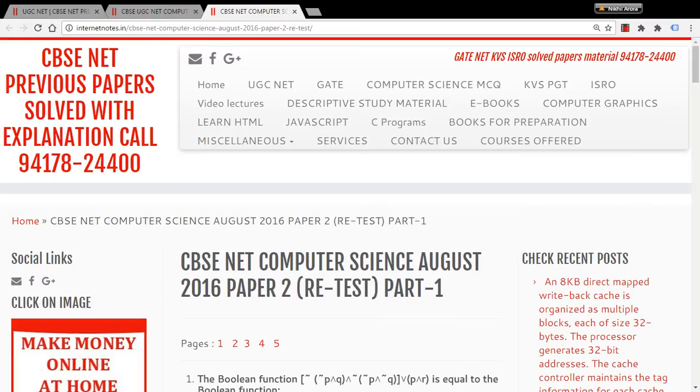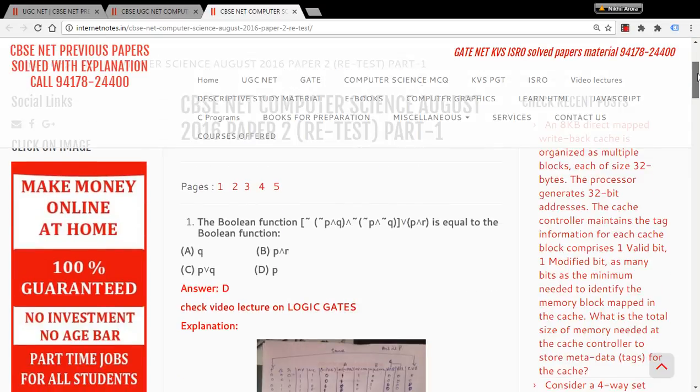Hello everyone. Now I am solving CBSE NET Computer Science August 2016 Paper 2, which was held in Jammu and Kashmir. These are some questions I am solving from Paper 2.